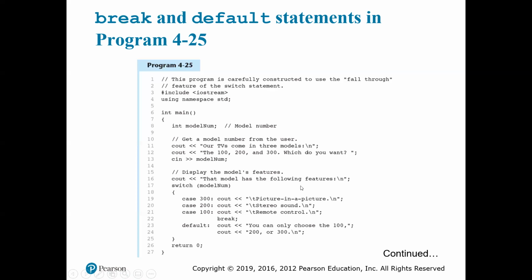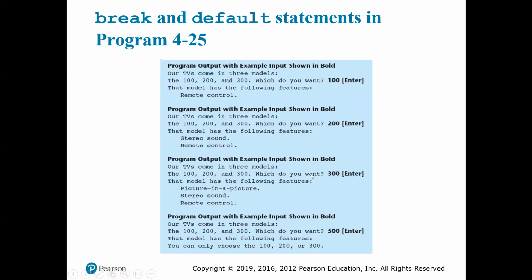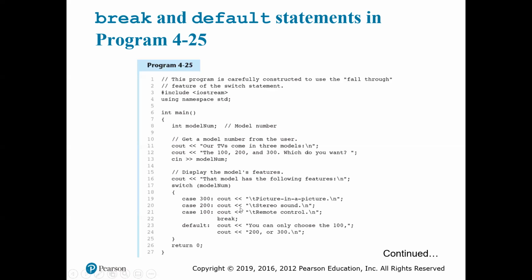But it probably makes sense for this program because the higher models get the one that's with it and all of the following. And so this one, if you get the 300 model, then you get all of the options: picture-in-picture, stereo sound, and remote control. So you go back, it gives you all of the options. So if you get 300, you get this one, and this one. So it only breaks after this one. So it really depends on what you're doing, because if you put a break after this one and this one, you wouldn't get all of the following options.